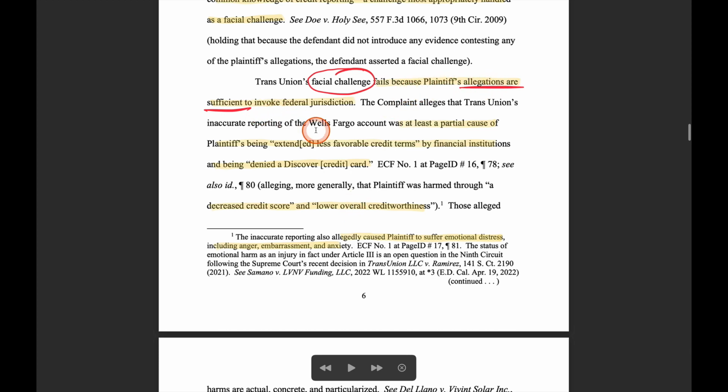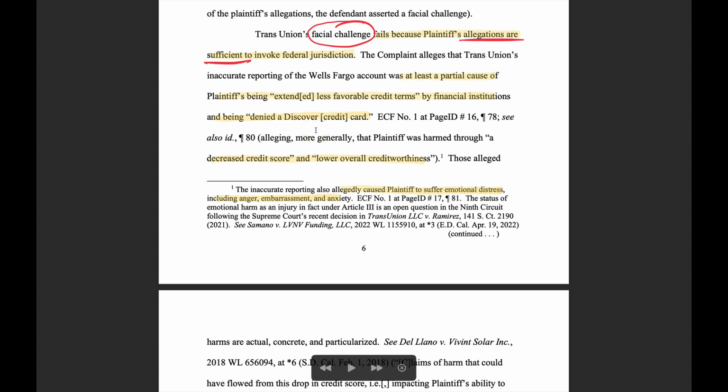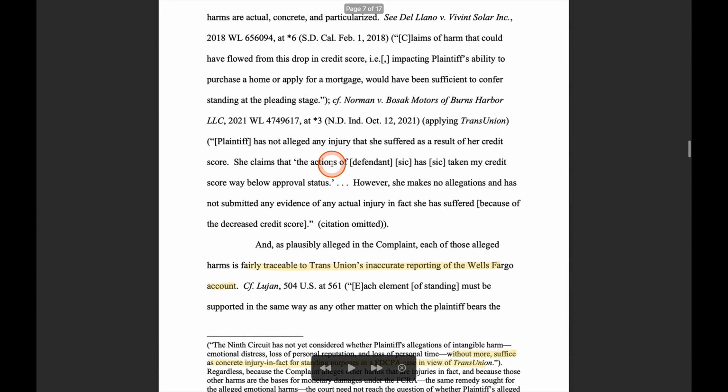And so then we say, well, the facial challenge fails because the allegations are sufficient. In other words, it talks about emotional distress, talks about anger, talks about damaging a credit score. And so that is enough here.